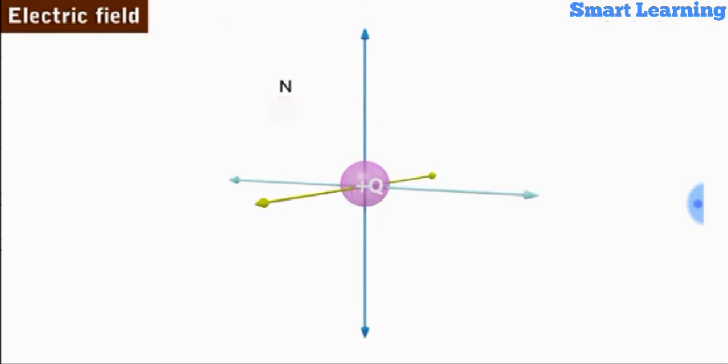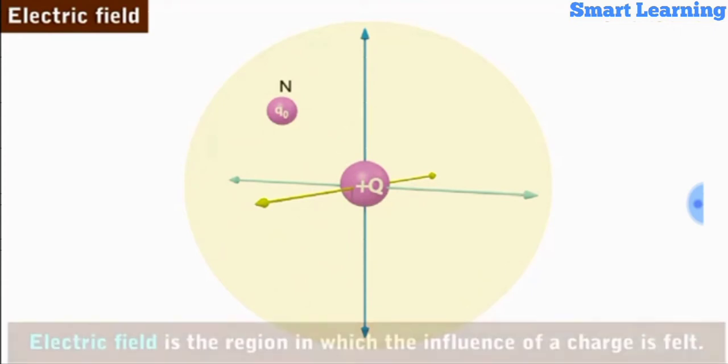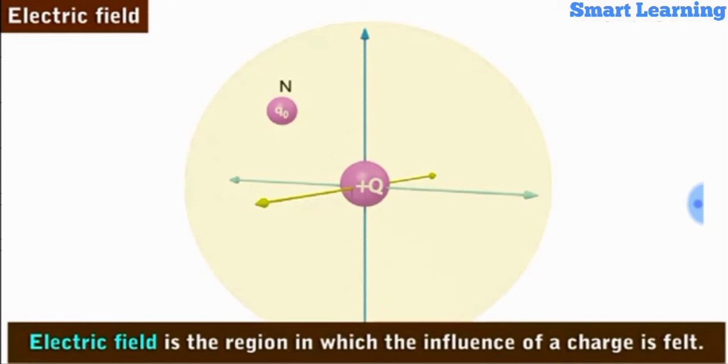Now, let us remove the charge q from the origin and reintroduce charge q0 at the same point N. Charge q0 does not accelerate now and remains at rest. This means that the force experienced by q0 is due to charge q. We say that since charge q0 is in the electric field of charge q, it experienced a force. An electric field is the region in which the influence of a charge is felt.